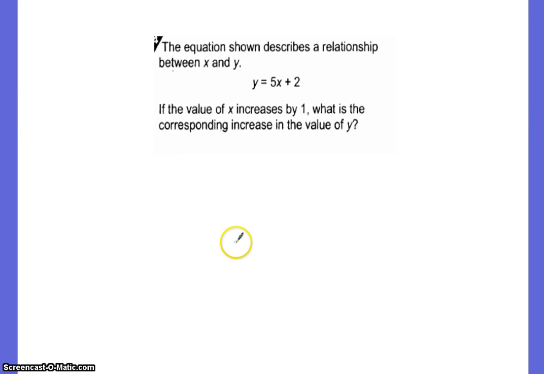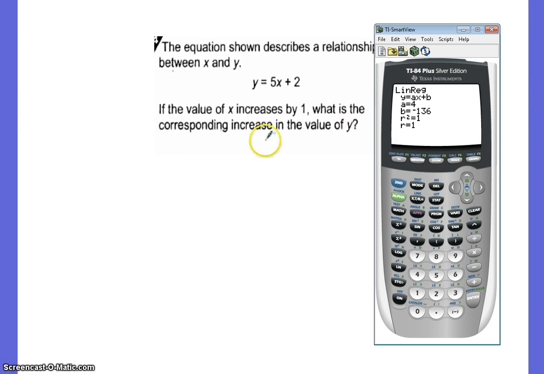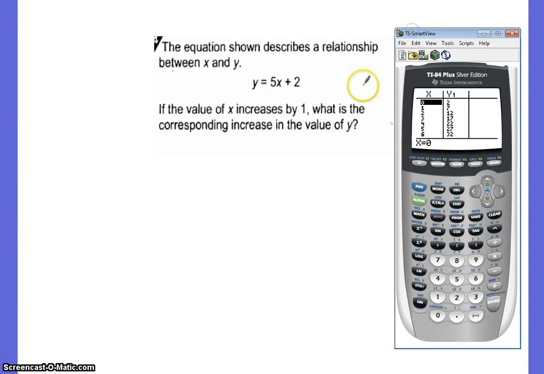The equation shown describes a relationship between x and y. If the value of x increases by 1, what is the corresponding increase in the value of y? If you can look at the equation and figure it out, that's super, do that. If not, you put your equation into y equal, so 5x plus 2. Then you're probably going to look at your table. I don't like it starting at 10,000, so I'm going to tell it to start at 0.